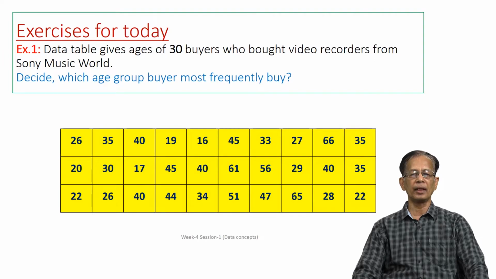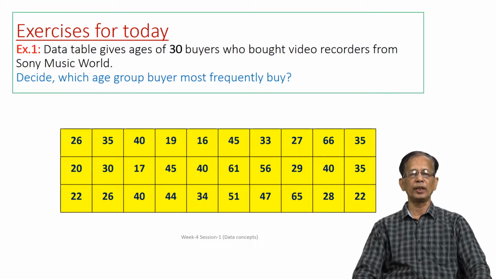Who are the most frequent buyers? Which age group uses the video recorders? How do you know this? Should we go for just the mean, just the median, or just the mode? So the thought comes to our mind that this raw data should first be tabulated, then we can go for the averages. This I am leaving as an exercise. I will be giving some hints on how to solve it.